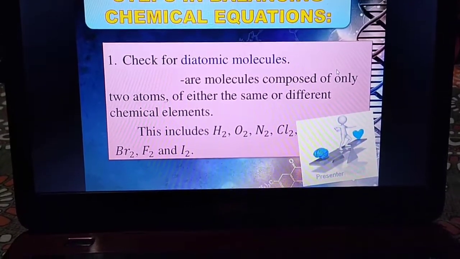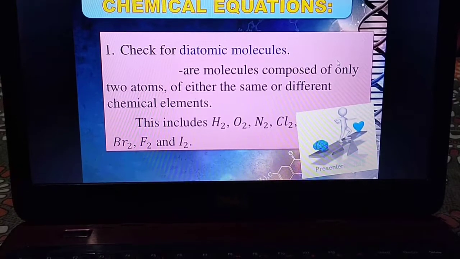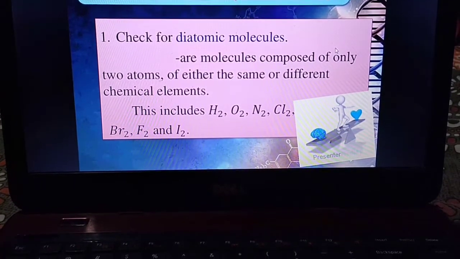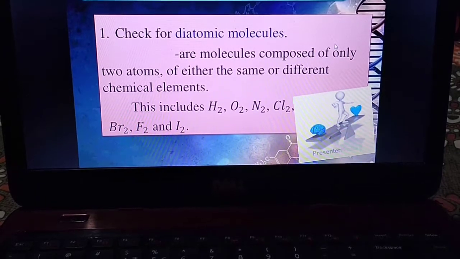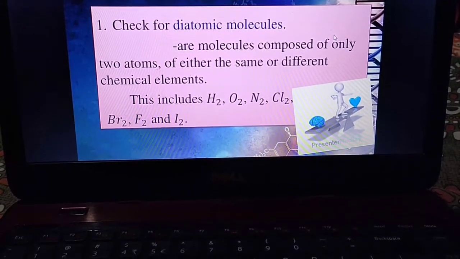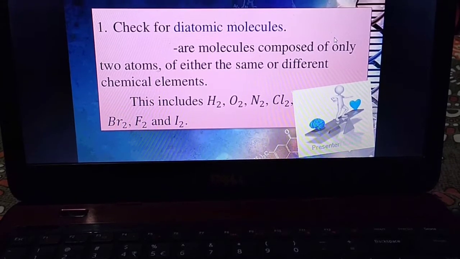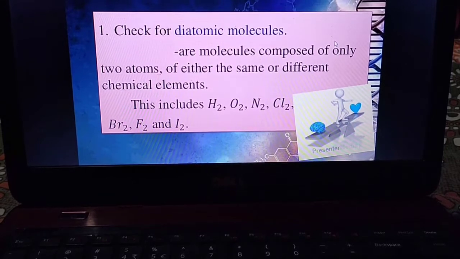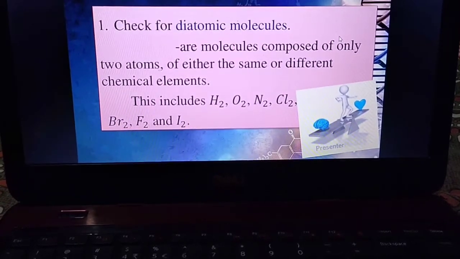First of all, you have to check for diatomic molecules. Diatomic molecules are molecules composed of only 2 atoms of either the same or different chemical elements. This includes H2, O2, N2, Cl2, Br2, F2 and I2. These are the only diatomic molecules we have in the periodic table. This only you remember.